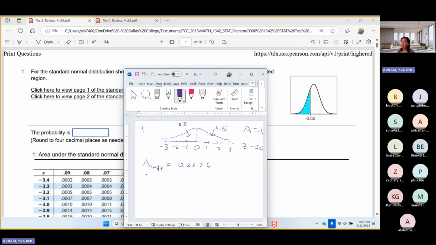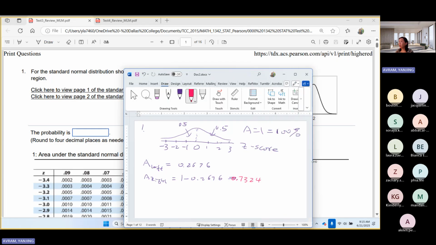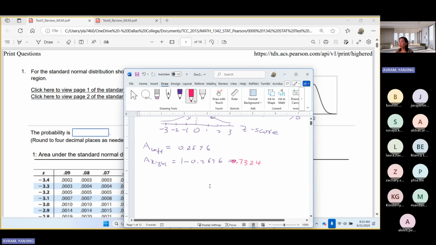0.2676. And I want to find the area to the right. So this white area to the right, we are using 100%, or 1 minus 0.2676, and that will be 0.7324. Or you can use a calculator, I'm just subtracting in my head. So that's the area to the right. If you want to find the area to the right, you cannot read it from the table directly, you just subtract from 1.